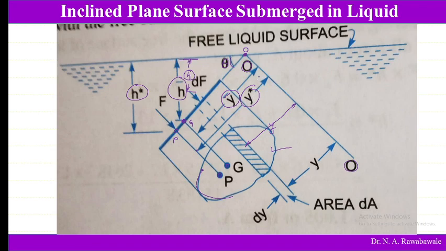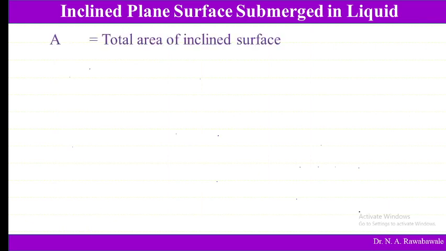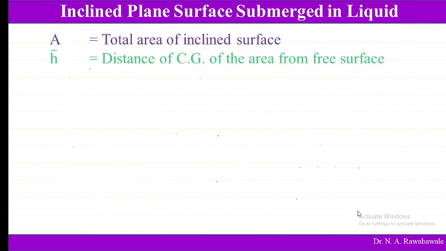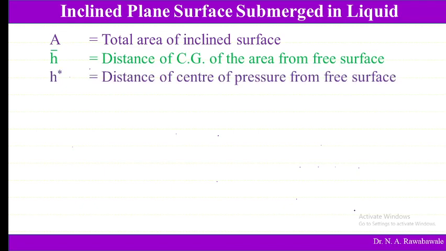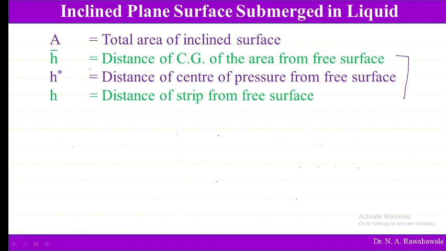surface of plane up to the reference line OO, where dy is the thickness of this strip, and the area of this strip is given by dA. So now we'll see, A is the total area of the inclined surface, whereas h bar is the distance of center of gravity of the area from the free surface, h star is the distance of center of pressure from the free surface, and h is the distance of the strip from the free surface. So these distances are measured in the vertical direction.